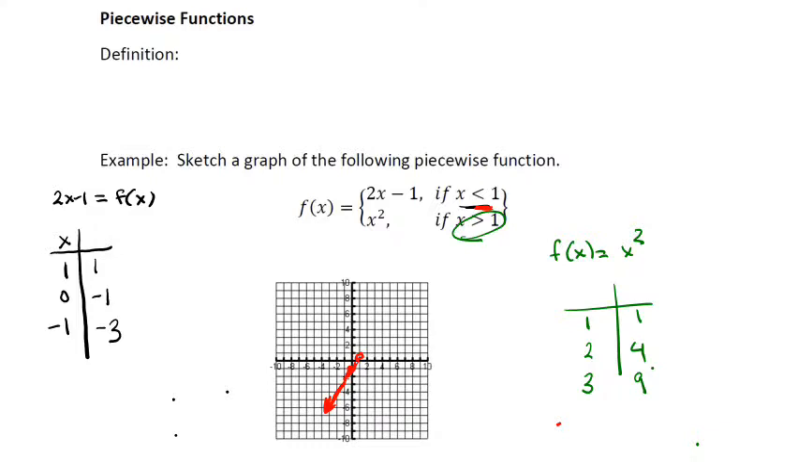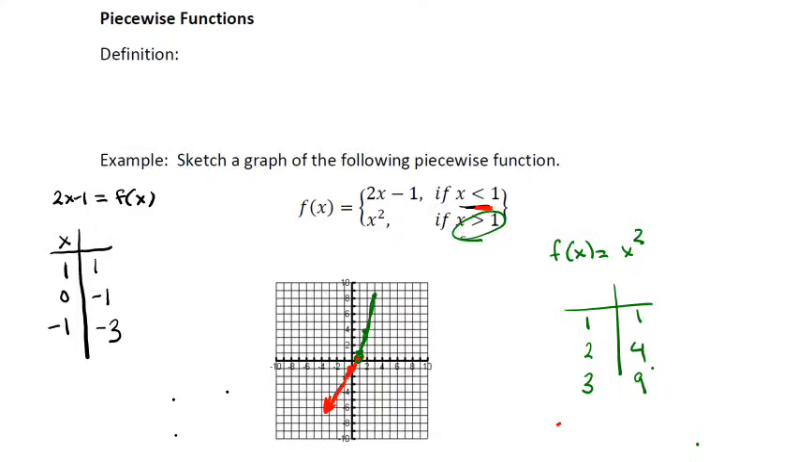And again, x is greater than 1, so I have an open circle. It's at the same place, but it's still open. And then the ordered pair 2 and 4. And then the ordered pair 3 and 9. And then I'm going to try to make that look like it should be a parabola. It's kind of hard to make it a parabola. My scale's bad. But there's my parabola.